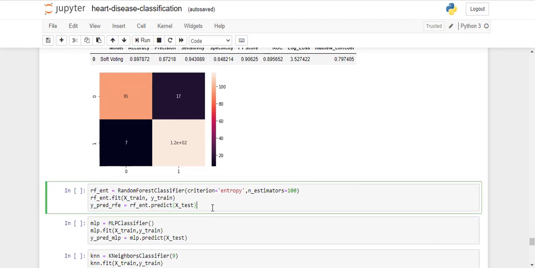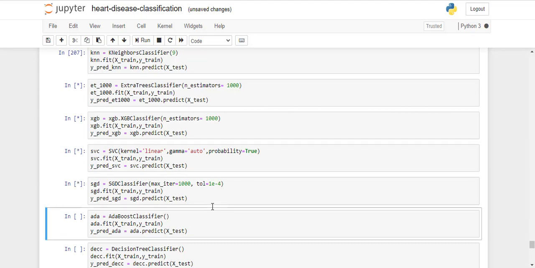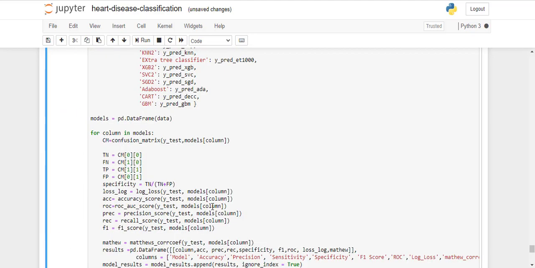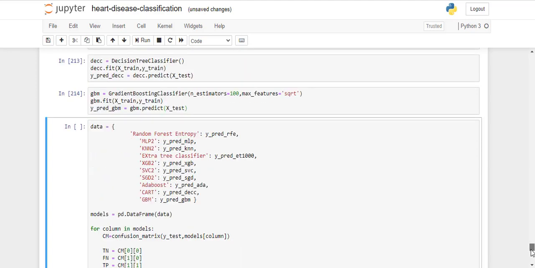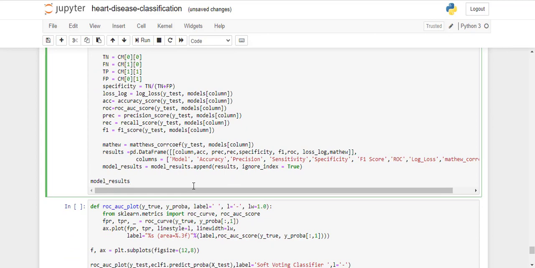So right now what we are doing, we are using all our algorithms, and later on we'll compare with this soft voting algorithm. So what we have done, we have used all the prediction values, and based on that we have created one data dictionary like we have done before, and created one data frame, and again we are iterating in the data frame and evaluating based on their prediction values. So let's see what is the result. So that's great.